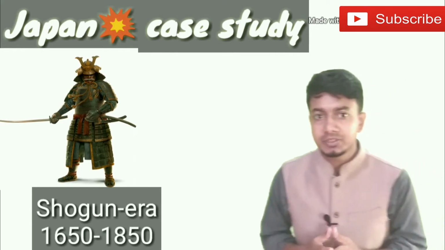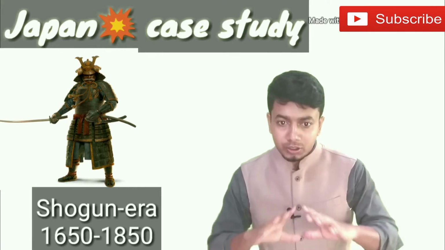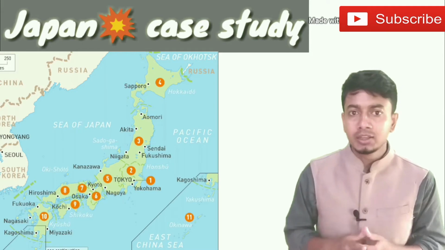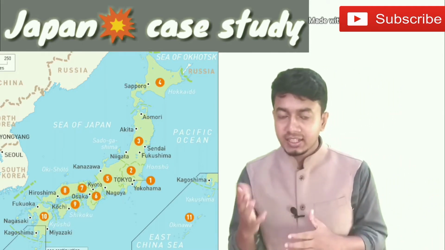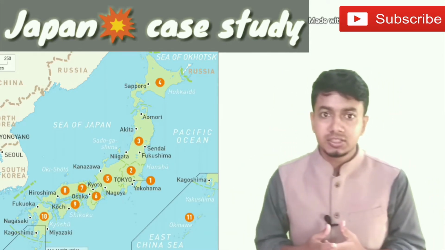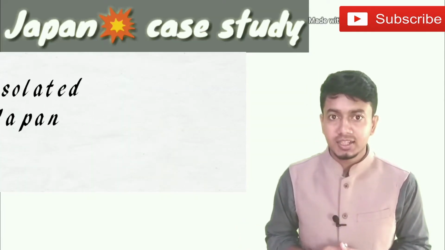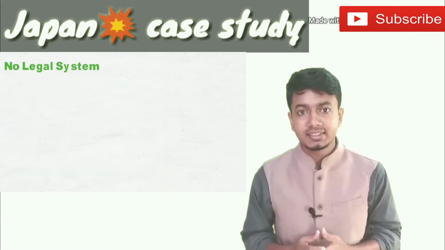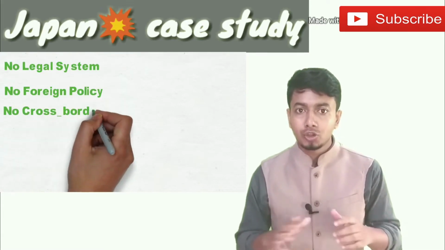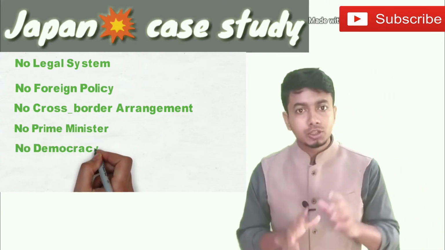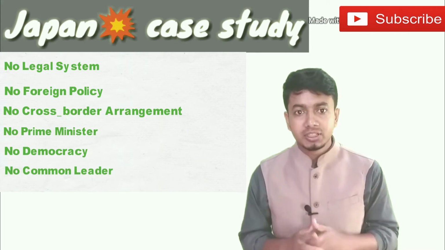From 650 to 850, these 200 years, Japan was completely isolated from the world. There were many feudal land leaders. They collected their own tax separately. Thus, Japan was completely divided into small parts. At this time, Japan had no legal system, no foreign policy, no cross-border arrangement, no prime minister, no democracy, no common leader. So Japan was completely divided internally and also separated from the whole world.